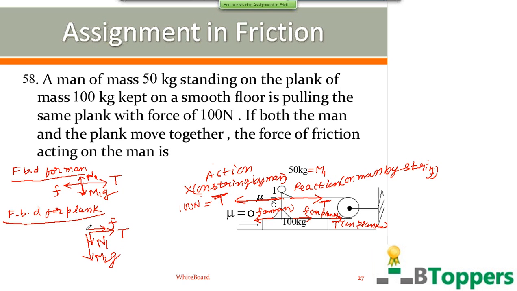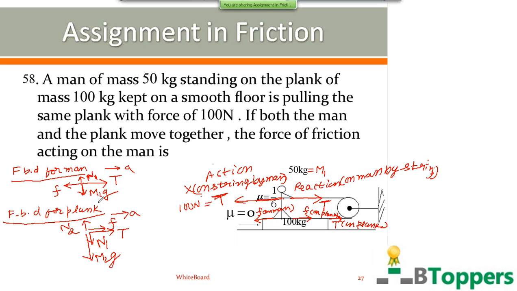There will be one more normal reaction force on the plank by the floor. Let N2 denote the normal reaction force on the plank by the floor, which acts upwards. Both the man and the plank move in the horizontal direction towards the right with the same acceleration. Let small a denote the magnitude of acceleration of the man. The magnitude of acceleration of the plank is also the same, directed towards the right. So there is no motion in the vertical direction, so the net force in the vertical direction is 0.